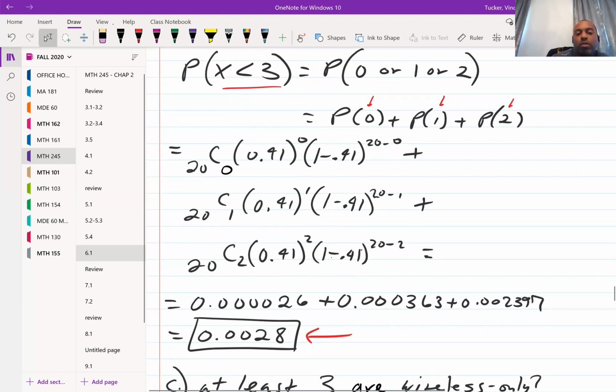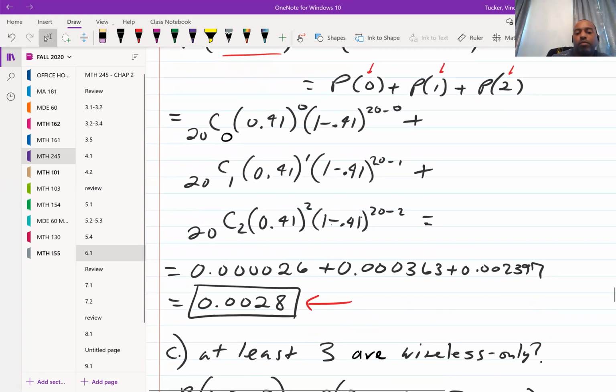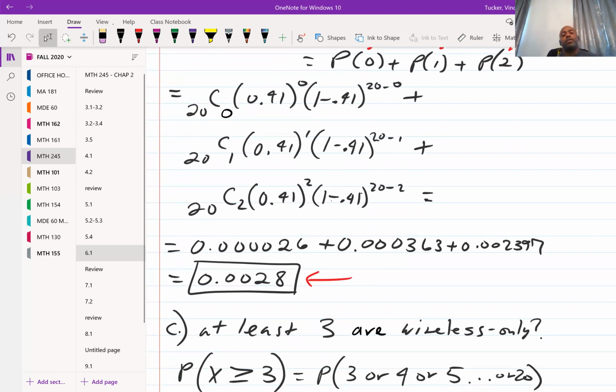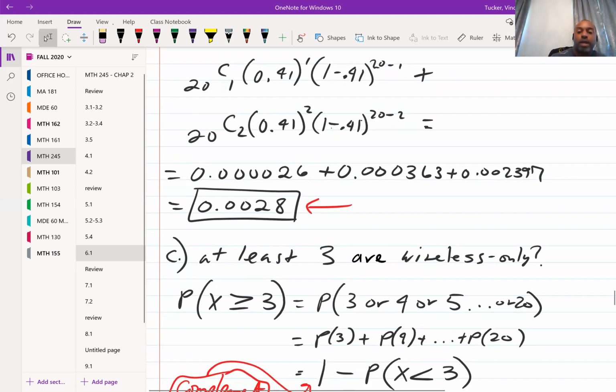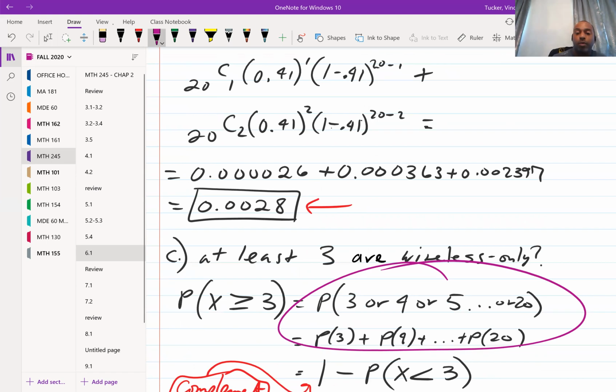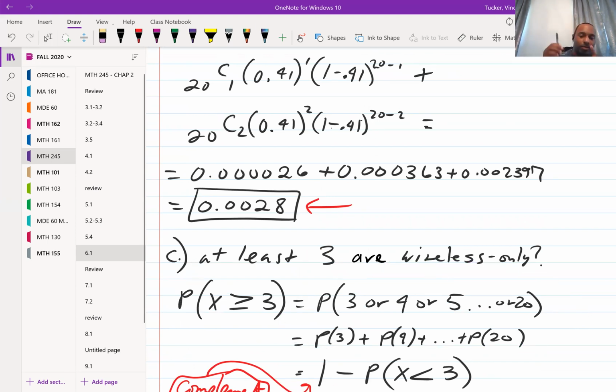All right. Gonna scroll up. The next one says at least 3 are wireless only. When you say at least, that means 3 is the least, and we're talking about everything greater than. If it said at most 3, then 3 would be the most, and we're talking about everything less than that. But it says at least 3, so 3 is the least, and we're talking about 3 and greater than 3. So we're looking at the probability of 3, probability of 4, probability of 5, all the way up to 20 and adding those together.